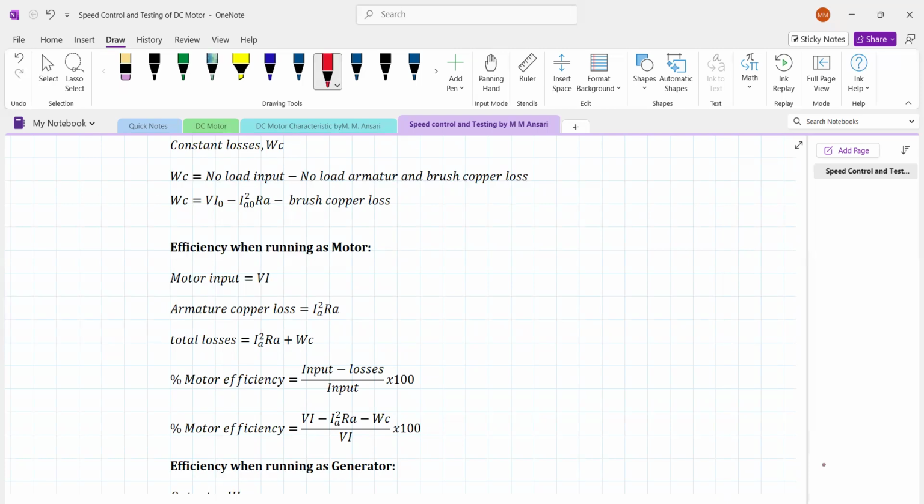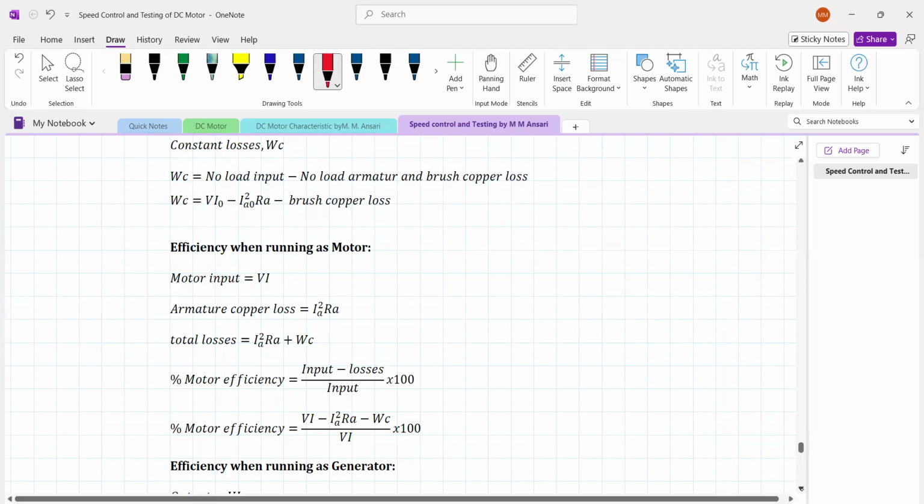plus the variable loss. So it is the total loss. Therefore, motor efficiency is input minus losses, that is the output, divided by input, multiplied by 100. So motor efficiency becomes V into I minus armature copper loss minus WC, the constant losses, divided by the input power. So it is possible to calculate the efficiency of the machine acting as a motor.